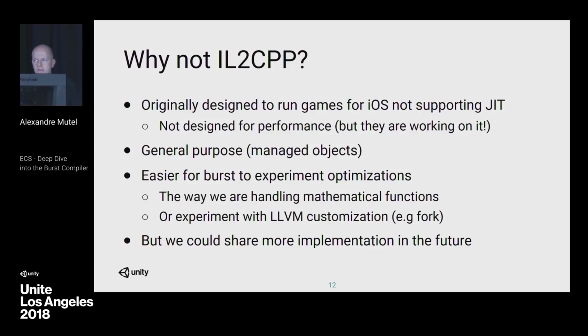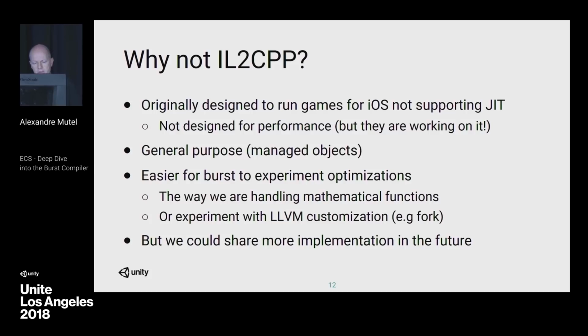Another question you could have is why not use IL2CPP? The reason is that IL2CPP was originally designed for supporting the iOS platform because the JIT was not supported there. It was not really designed for performance. It was designed to support the full .NET ecosystem. But they are working on it, so I'm sure that the team of Jonathan Chambers and all the people working on the project will be able to improve the performance. But it's still a general purpose compiler, so it still has to handle managed objects and thrown exceptions and so on.